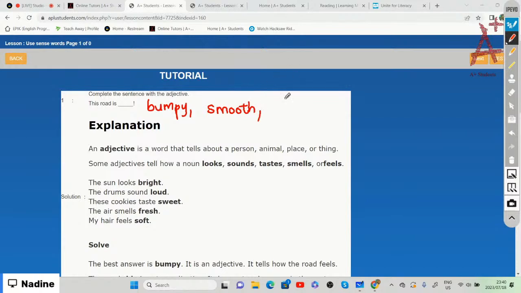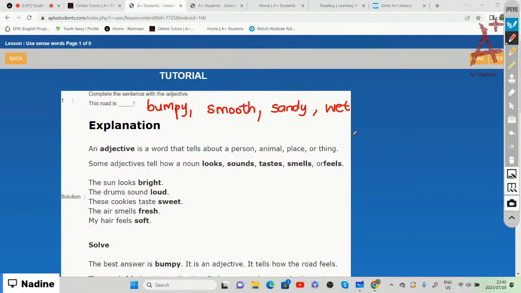We can describe the road as being a sandy road, right? Or the road is wet, right? So there are many ways in which you can describe or tell us about the road. In this case, we can choose any adjective that best describes the road, and the road is either bumpy, smooth, sandy, or wet.